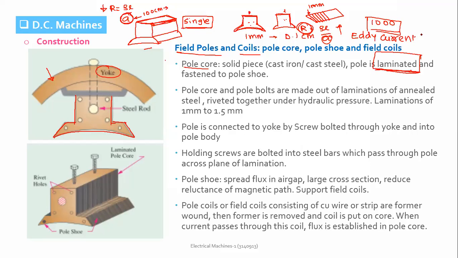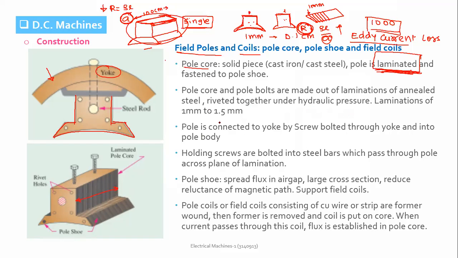We will see in detail why eddy current loss will reduce: because the laminations will have higher resistance, and if the resistance is higher, definitely the eddy current will be lower, and that is why the eddy current loss will be less. And this is the primary reason for the pole to be laminated. Understand, these laminations are insulated from each other. If we do not insulate them from each other, there is no meaning of using laminations, because otherwise it is the same as a single solid piece.